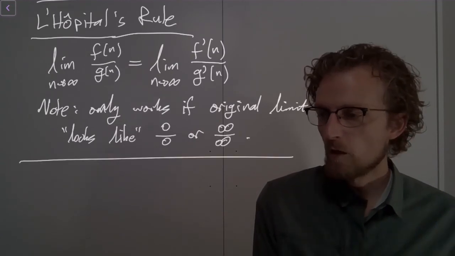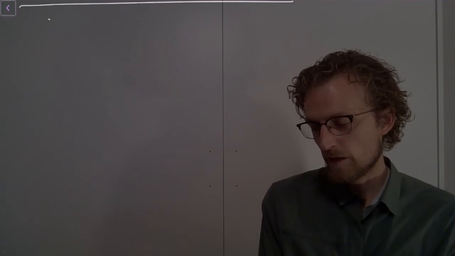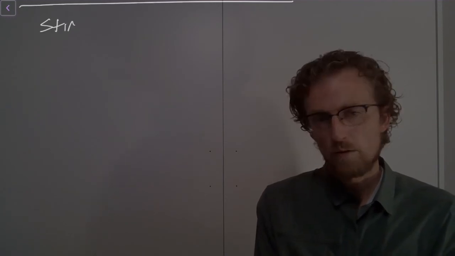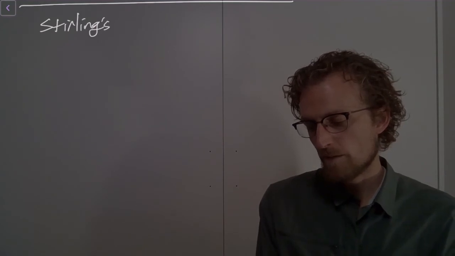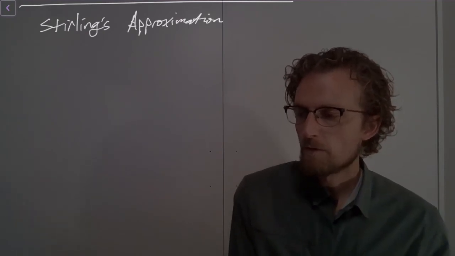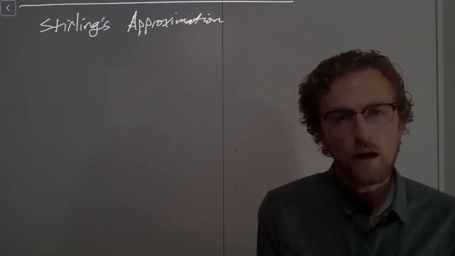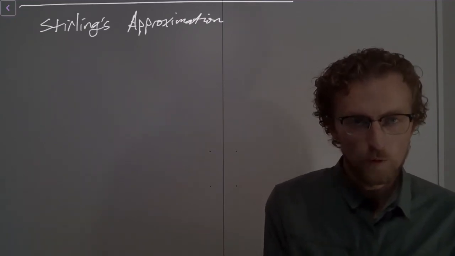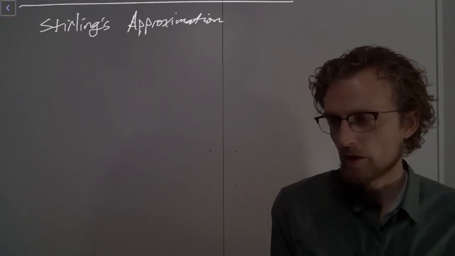Okay. So another one is called Stirling's formula or Stirling's approximation. This one will be handy when we're thinking about factorials. So Stirling's approximation is the following. And this is again a little bit informal, but for our purposes in evaluating limit tests and things like that, this will work just fine.